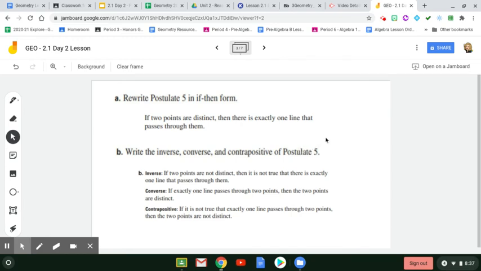And again, if you have something that is relatively close to this, then that is perfectly fine. The converse, the flip-flop, is: if exactly one line passes through 2 points, then the 2 points are distinct. And the contrapositive, remember, flip-flops and negates. If it is not true that exactly one line passes through 2 points, then the 2 points are not distinct. So I hope you got those right.